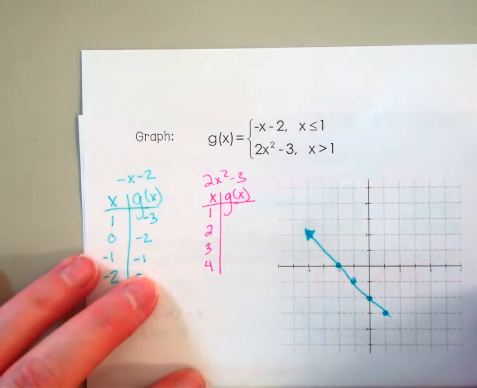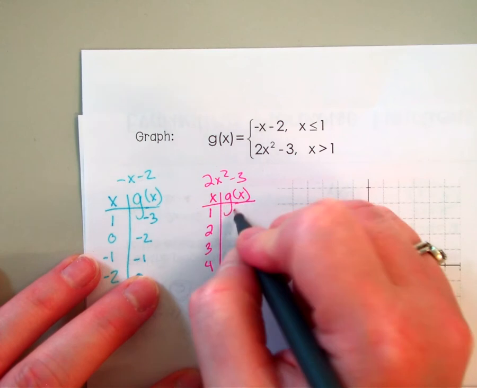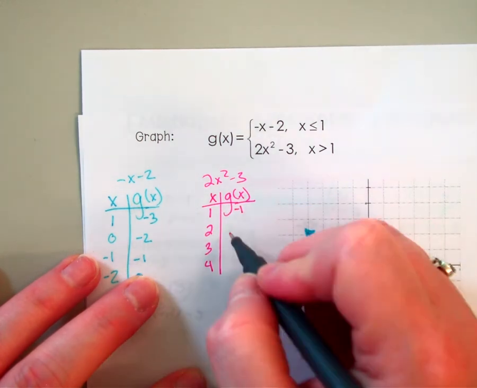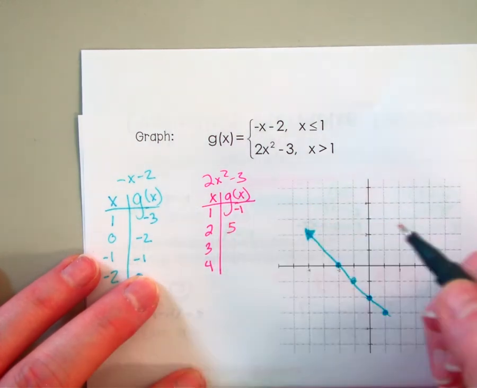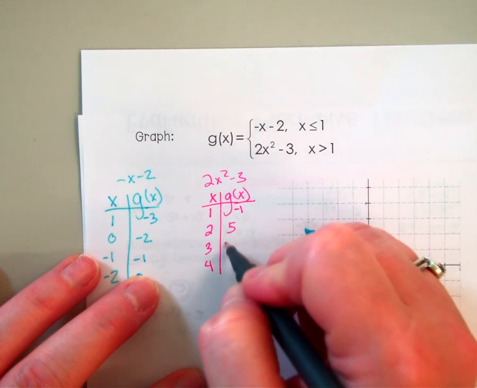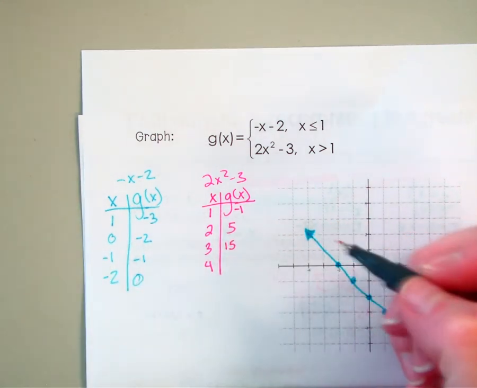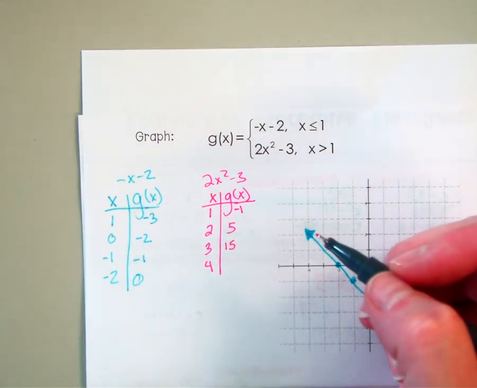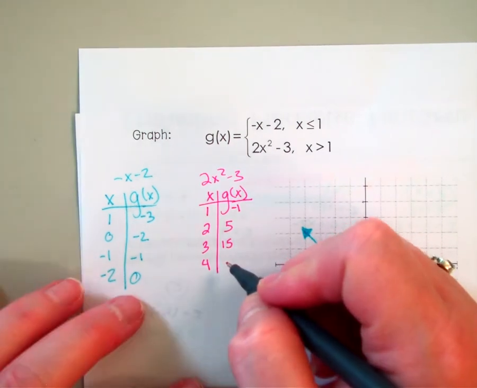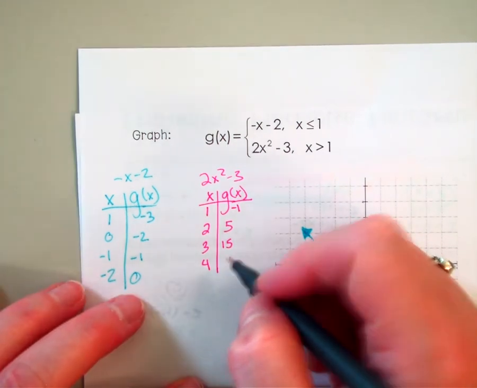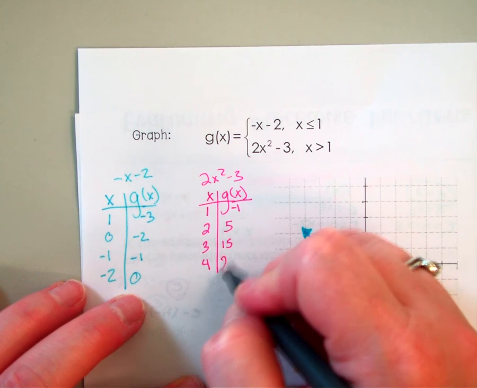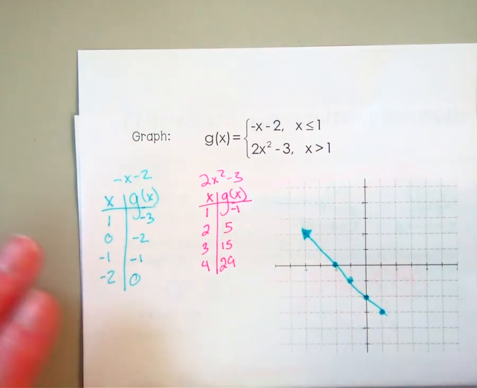So doing, again, a little more mental math. That's going to be 2 minus 3, so it's going to give me negative 1. 4, 8 minus 3 is 5. 9, 18, so that's going to be 15. And then 16 times 2, 32 minus 3 gives me 33. No. 32 minus 3 is going to give me 29. I have no idea where I got 33 from.